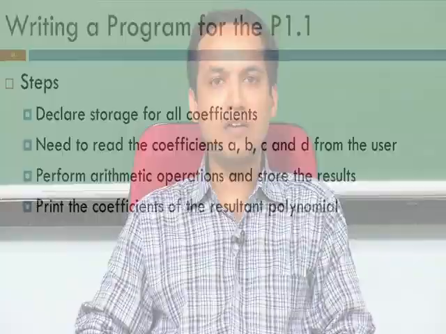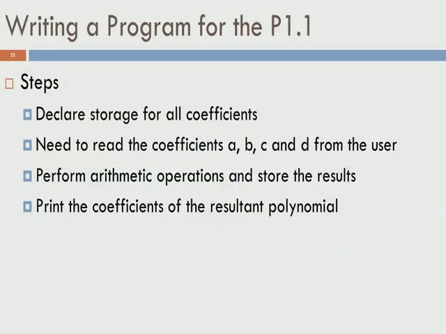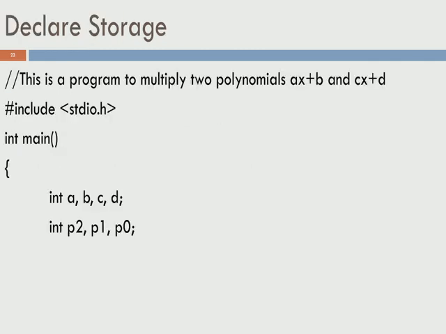To write a program for this problem, P 1.1, we need the following steps. We need to declare storage. A, B, C, D are all coefficients. If you read from the user, you need to store them temporarily somewhere. Once the declaration is done, you need to actually read the coefficients from the user, perform all the arithmetic operations required, and finally print them on the screen. So those are the basic steps.